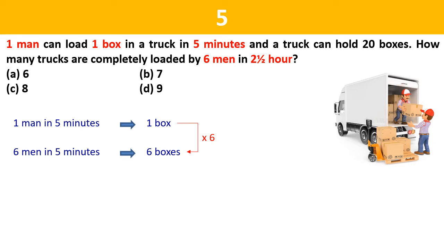Now, instead of 5 minutes, suppose they have been provided with 2.5 hours, so called 150 minutes. Then how many boxes will be loaded? So we are shifting from 5 minutes to 150 minutes. For that, we should multiply this with 30. So if 150 minutes are provided to them, they can load 6 multiplied by 30, that is 180 boxes.